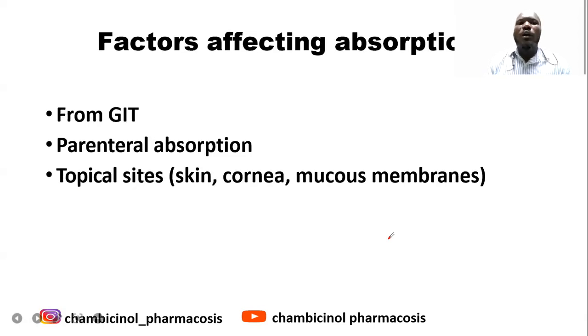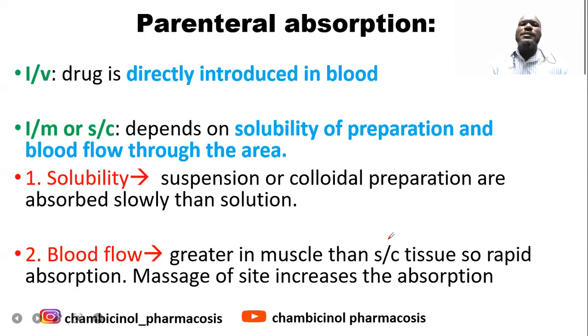So that was all about the factors that affect the absorption of the drug from the GIT. Now we can see the factors that affect parenteral absorption. Most drugs taken through IV reach the circulation directly, as absorption is bypassed, so nothing will affect IV administration of the drug. But if you take the drug through intramuscular or subcutaneous routes, this is very common, especially for drugs which are highly lipophilic in nature.